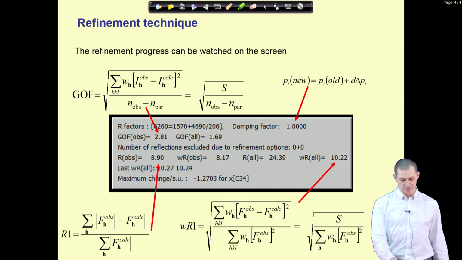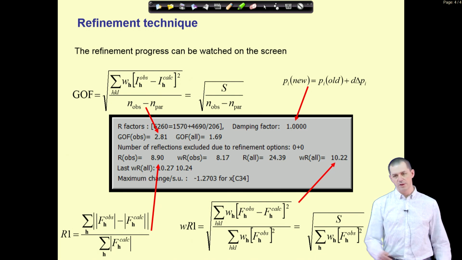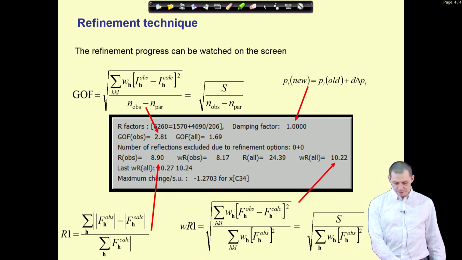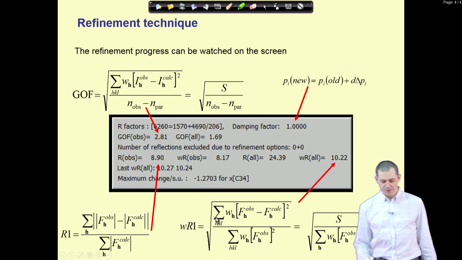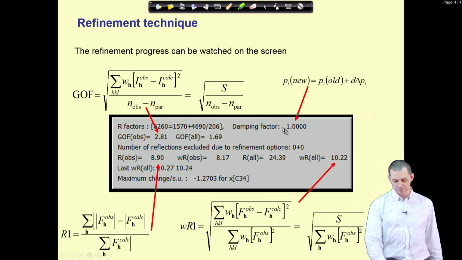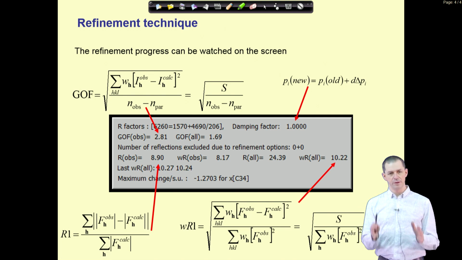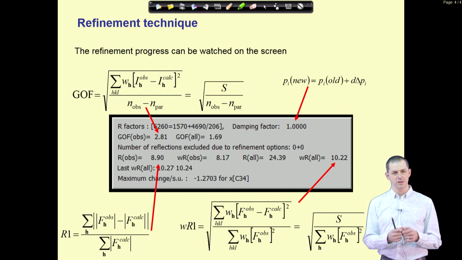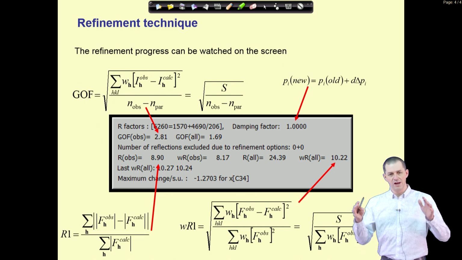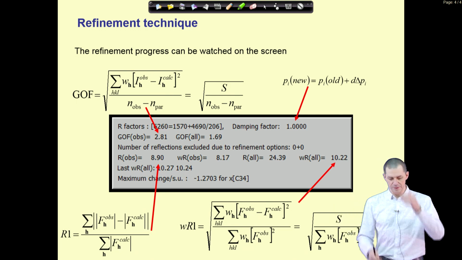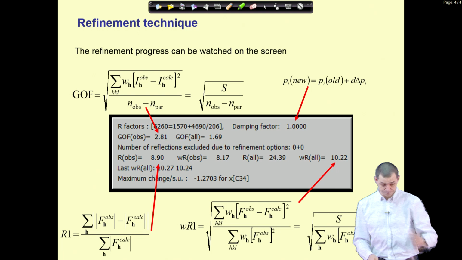You may know that the ideal goodness of fit is 1. We should approach that value. And then there are various R values defined with standard formulas. And there is also a damping factor which allows you to damp a bit the refinement if it starts oscillating. So if there is certain instability, you may limit the shifts during the refinement to keep it more stable.